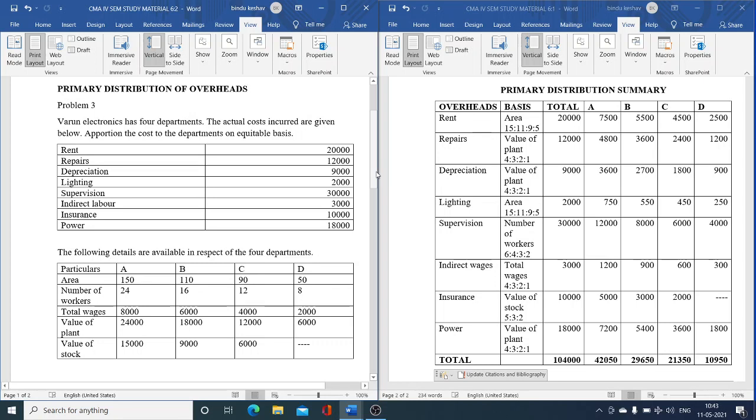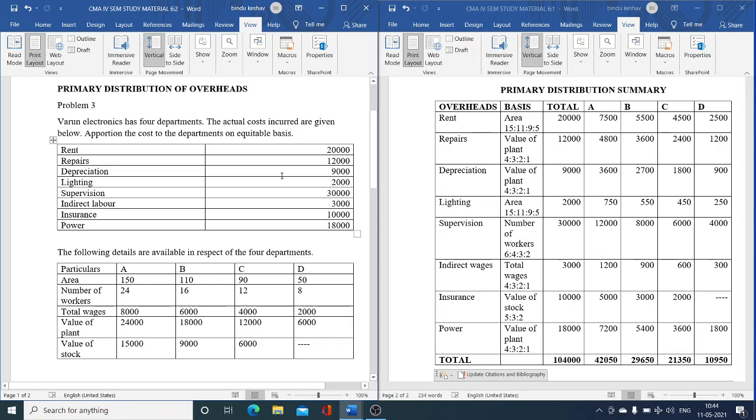Now we'll have to prepare a primary distribution summary. Here you can see the columns for that. The first column is overheads. The second column is basis of apportionment. The third column is the total. And the next columns are for the different departments: Department A, Department B, Department C and Department D.